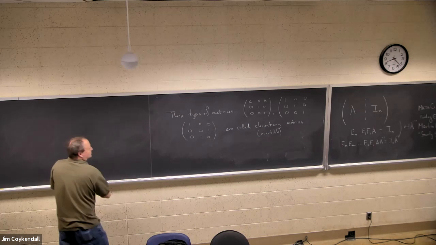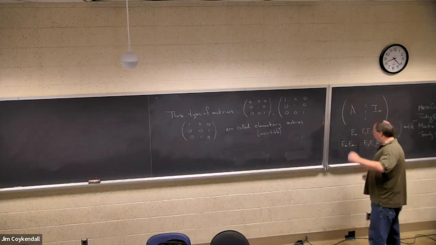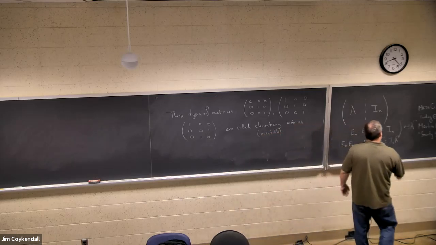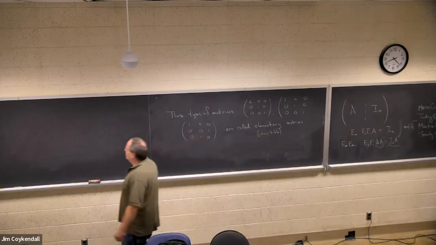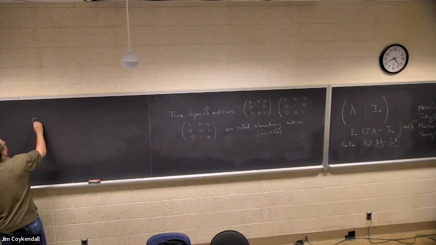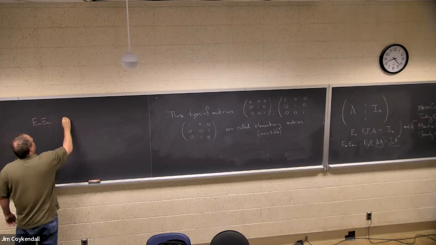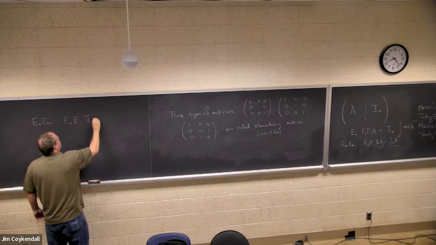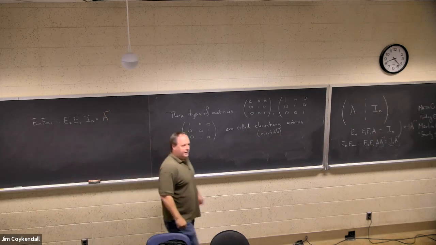Now, what is A inverse? It is the identity. And of course, the identity times A inverse is just A inverse. So this equation now becomes E_n minus 1, through E2, E1, I inverse, is equal to A inverse.